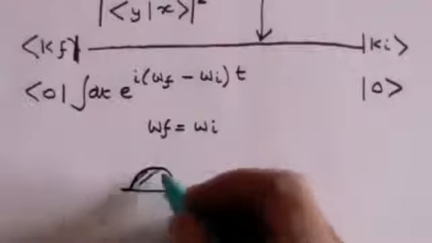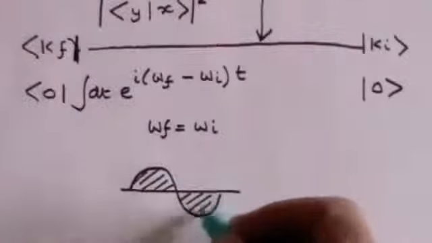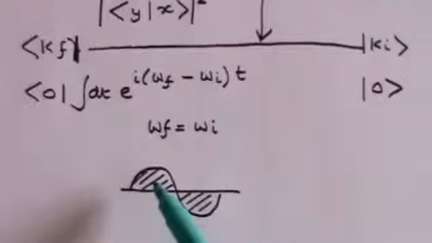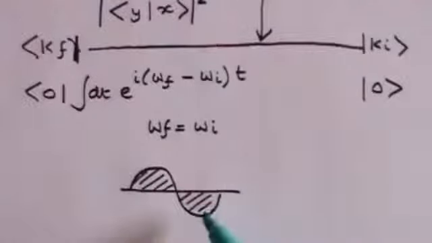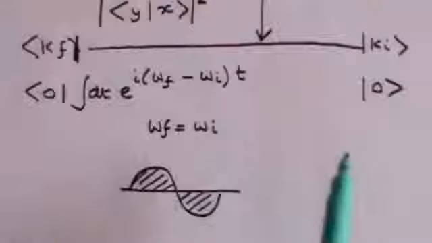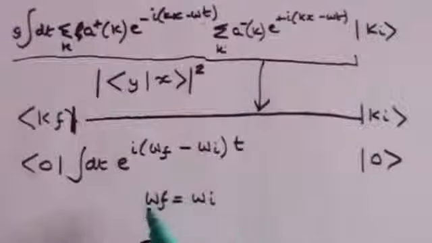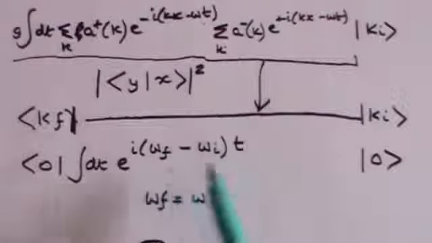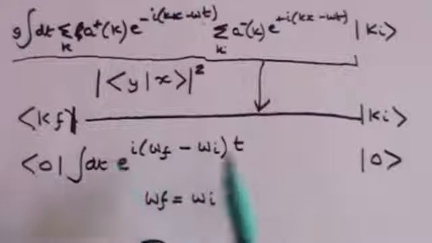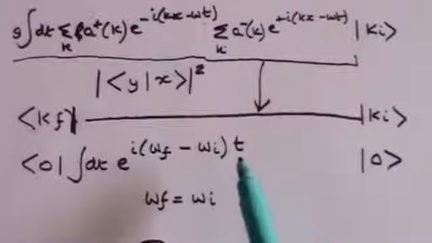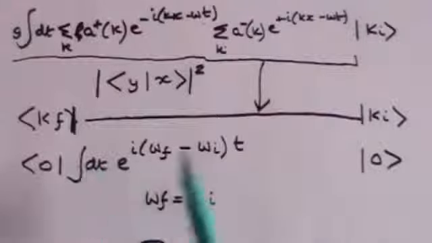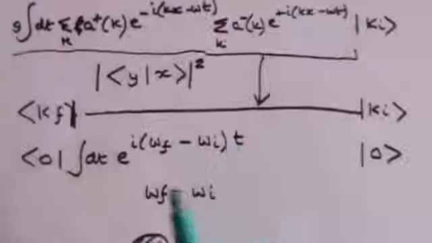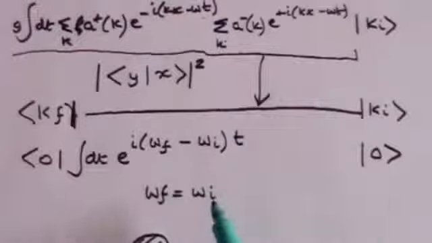And what is the integral over that wavelength? Well, the integral, of course, is just the area under the curve. And there's a positive area here, and there's an equal negative area here. So the integral over a whole wave is 0. So when omega f does not equal omega I, this term, the exponential, becomes 0. Therefore, the whole integral becomes 0, because it's integrating nothing. So the only time this integral has any value is when omega f equals omega I.